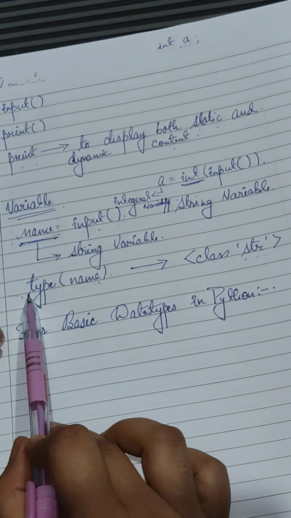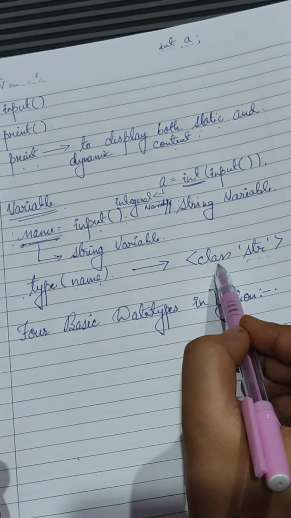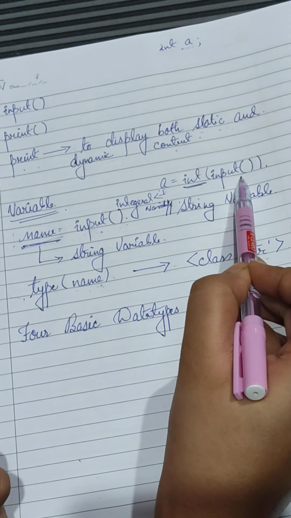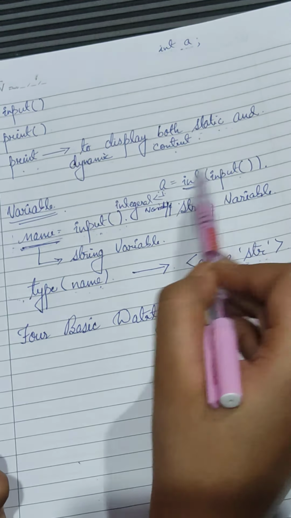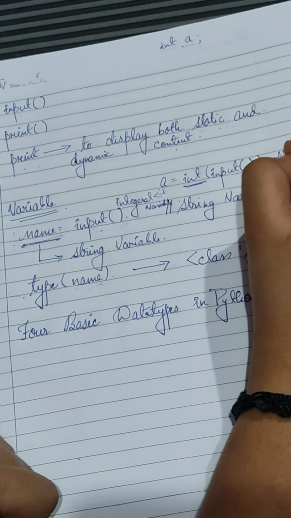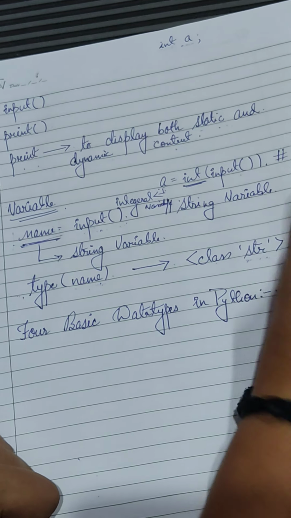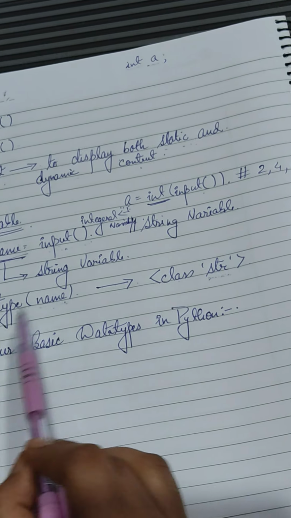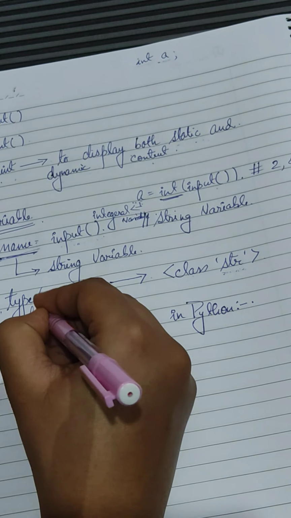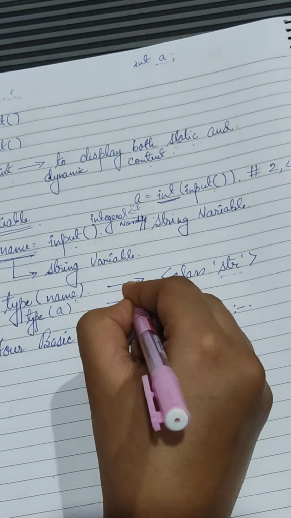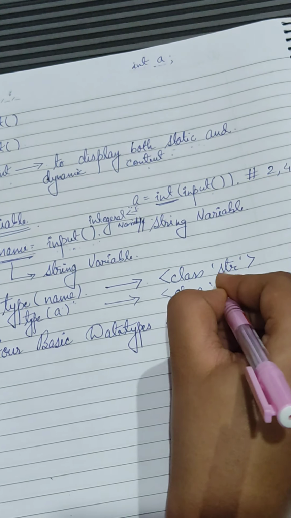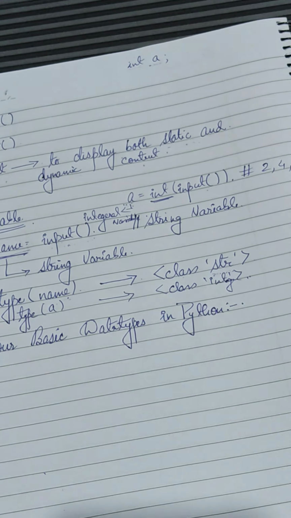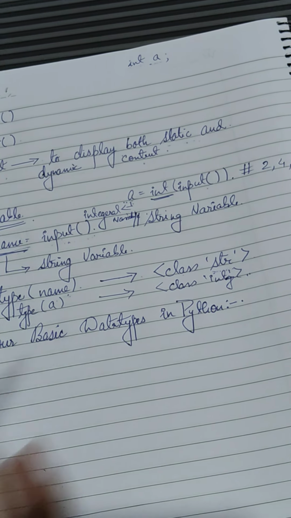And when we check the type of this name variable, we got the class as a string. But if you check a equals int of input, int means integer. Now we are passing the input as an integer, like 2, 4, 6, anything. So when we check the type of this variable a, you get a class of integer type, int type, or an integer whole. So this is all about the variable.